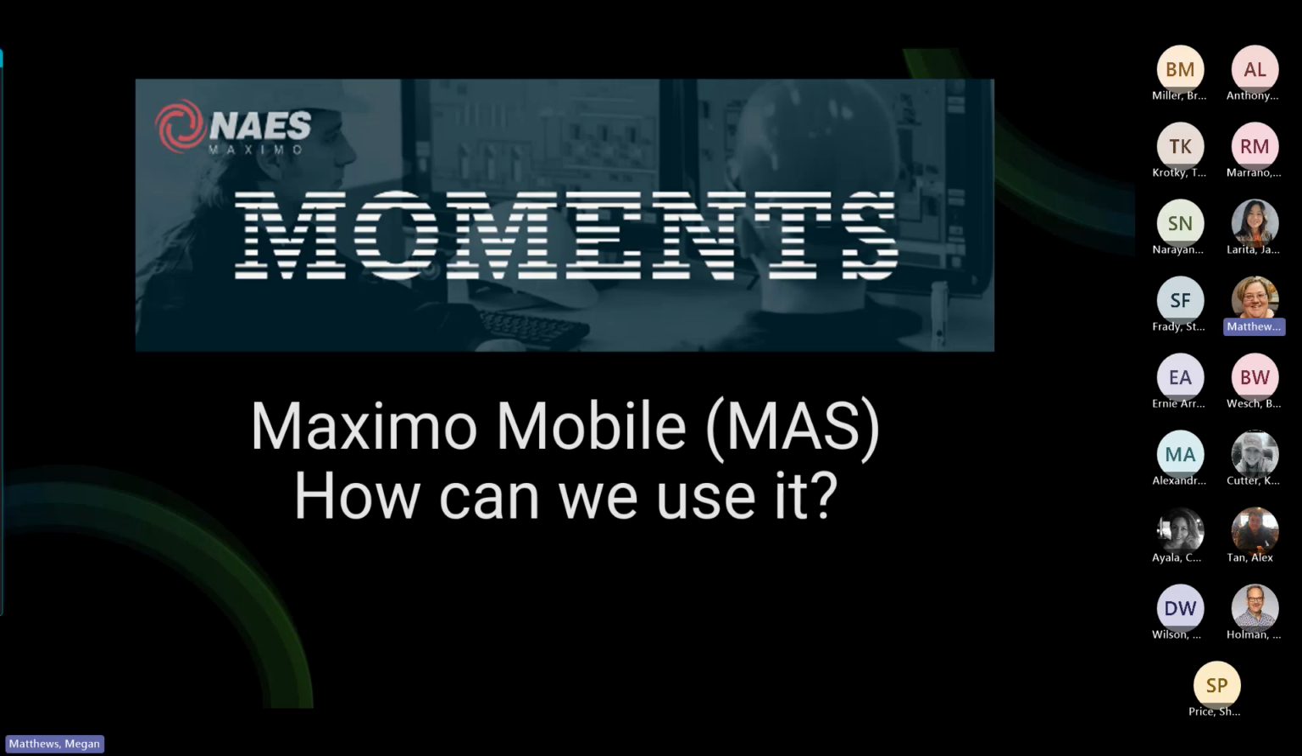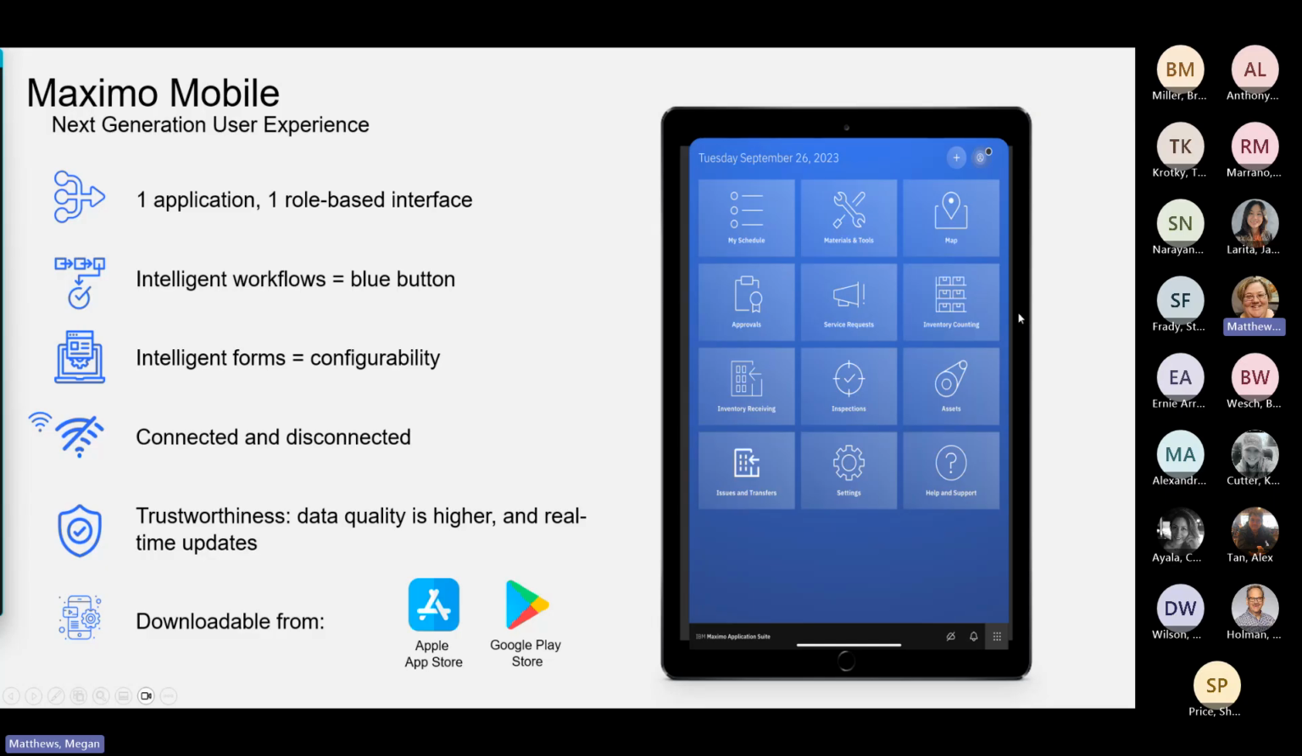All right, so Maximo Mobile is what they call a next generation user experience. So there's one application for all of the different sub applications inside. It's available on the Apple Store and the Google Play Store. You can download it to your phone or your tablet. The demonstration we're doing today is going to be on my tablet, so I will show it on that.